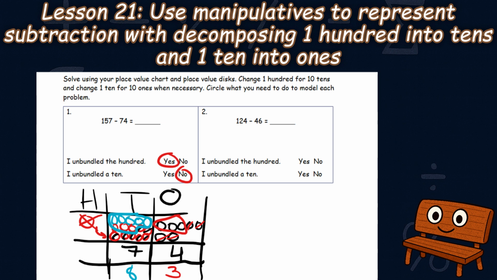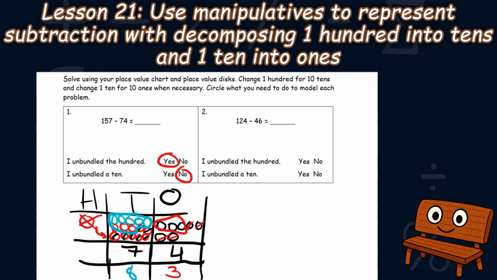For lesson 21, we are going to be using manipulatives to represent subtraction with decomposing 100 into tens and 110 into ones. So before, when we were adding, we were composing. Since we're subtracting, we're decomposing. Now let's go ahead and take a look at number 1 here, where it says 157 minus 74. It says specifically in your instructions to use a place value chart and to use place value disks to solve it.